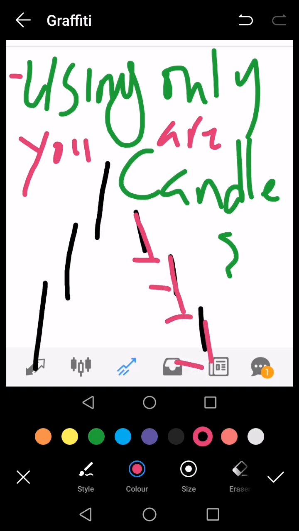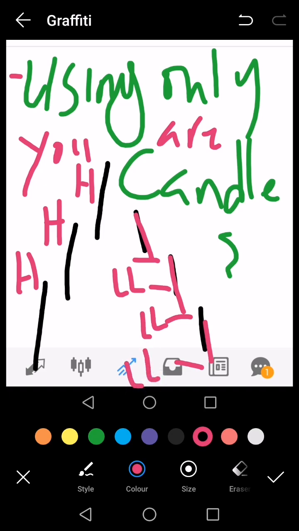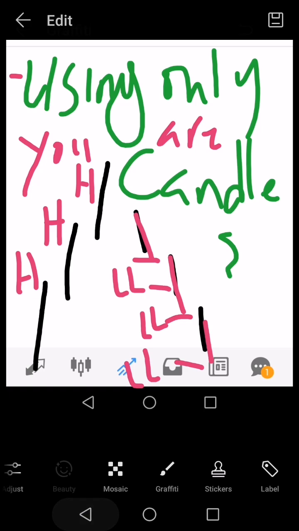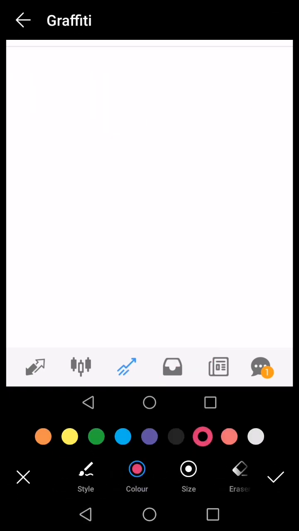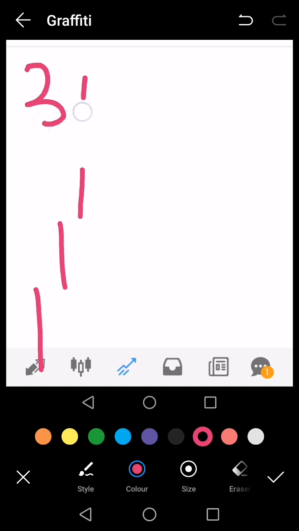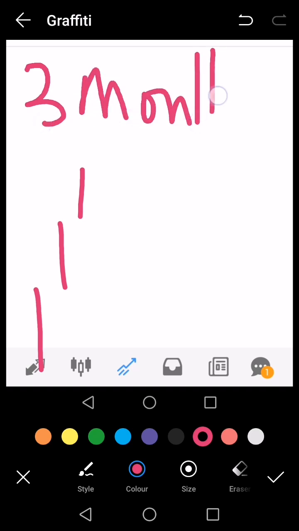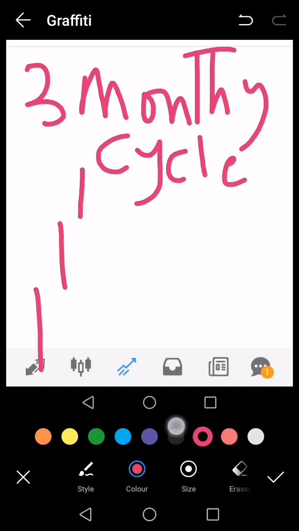So there are three breakouts. Higher high, higher high, higher high. Lower low, lower low, lower low. The three-day cycle, three-week cycle, three-month cycle, guys. The three-month cycle is the same. So if you don't know this cycle, my friend, I don't think there's a way you can survive.